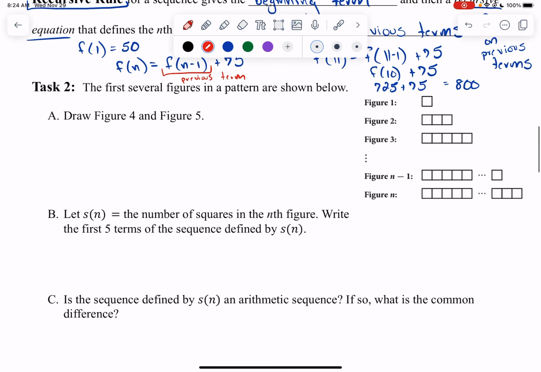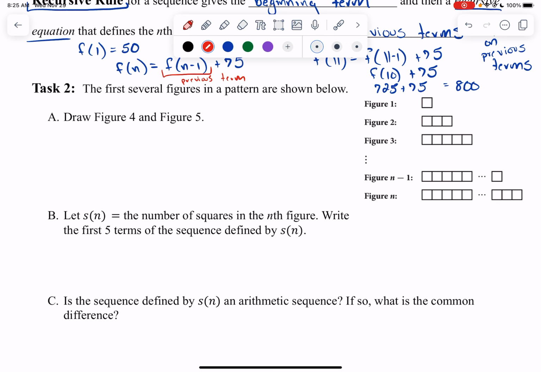All right, so let's look at another one. Here we have the first several figures in the pattern shown. Figure 1 has 1 block, figure 2 has 3, and so forth. We want to draw figures 4 and 5. So first I'm going to label, okay, what is figure 4 going to look like? We'll draw it there. And what about figure 5?